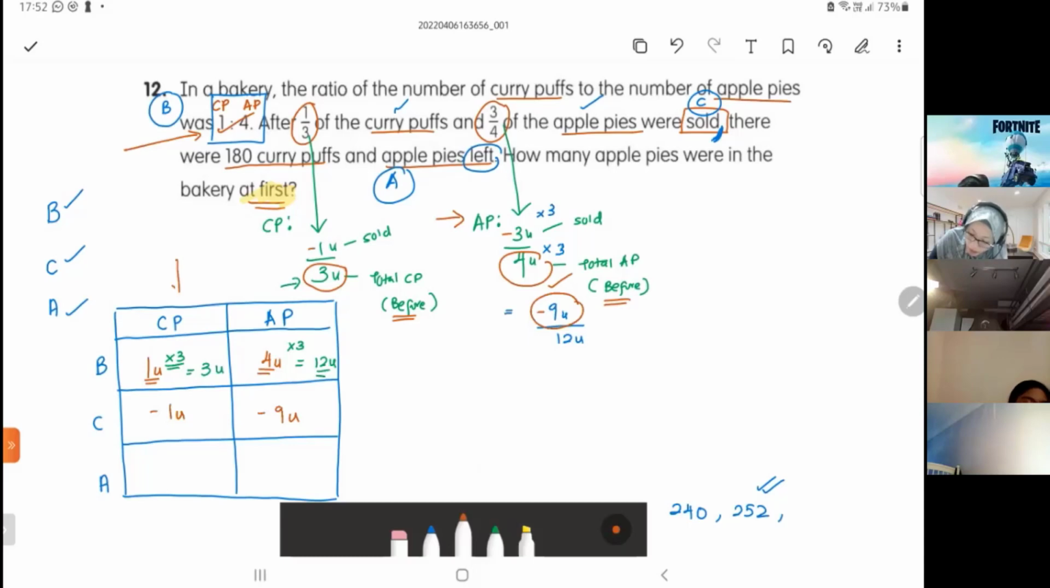Now let's go down the column. 3 units, because this is my after, right? After means whatever I have left. 3 units minus 1 unit equals 2 units. Here, go down the column. 12 units minus 9 units equals 3 units. Okay. Now, am I happy with that? No, I still got one more piece of information there.